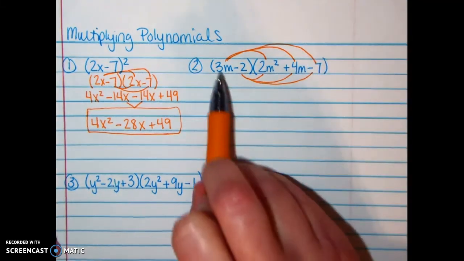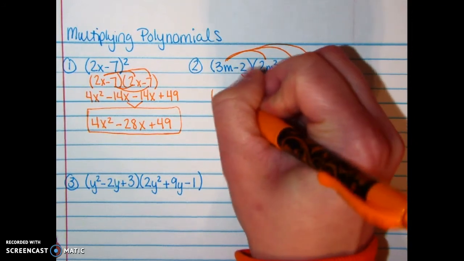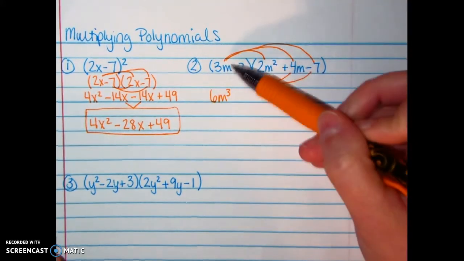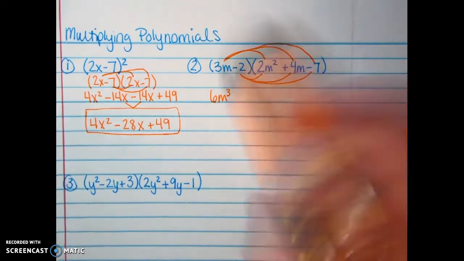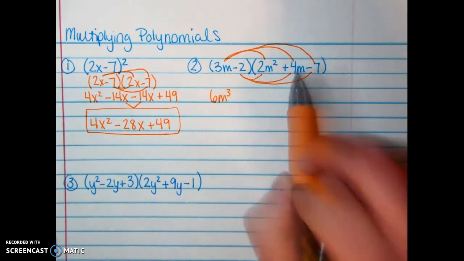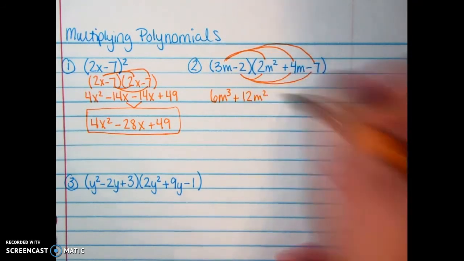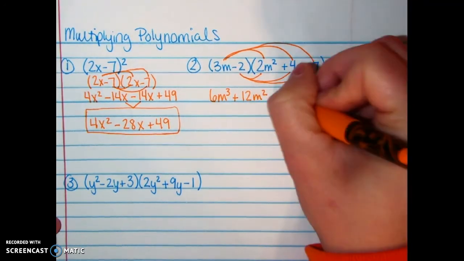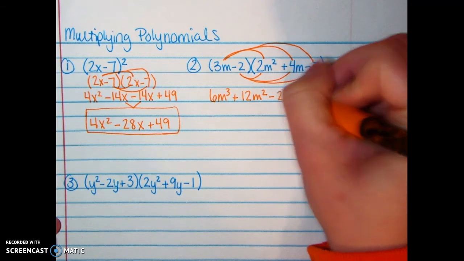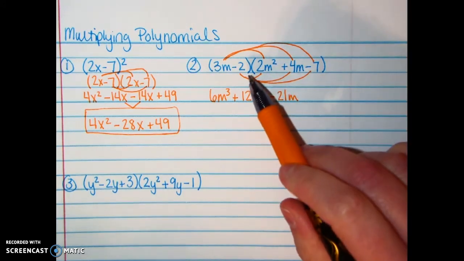So the first one is 3m times 2m squared. That is 6m cubed, because this is 1m plus 2m's would be 3. 3m times 4m is a positive 12m squared. And 3m times negative 7 is negative 21m. Okay, now we'll go on to that negative 2.